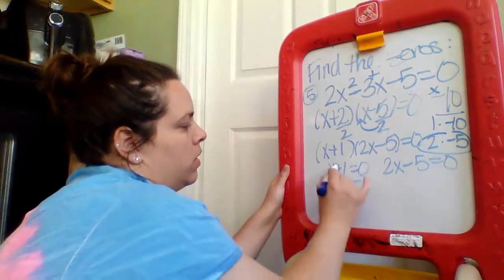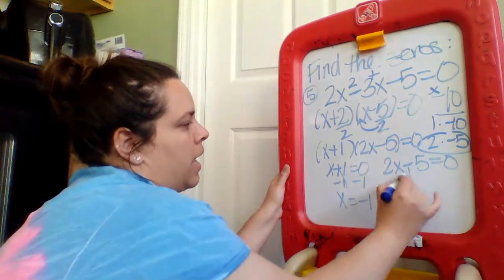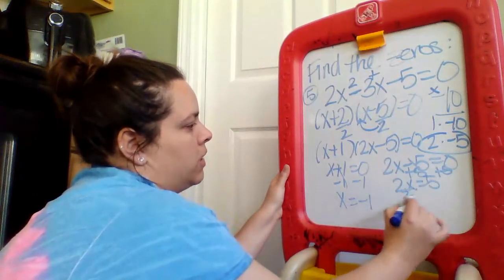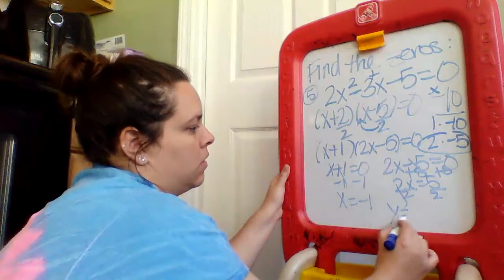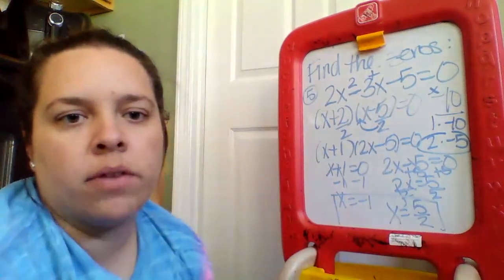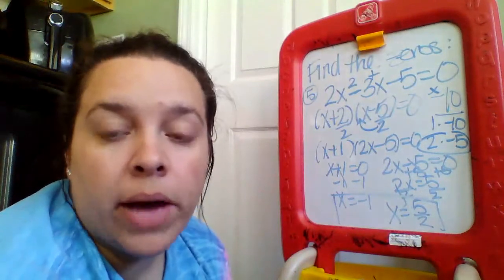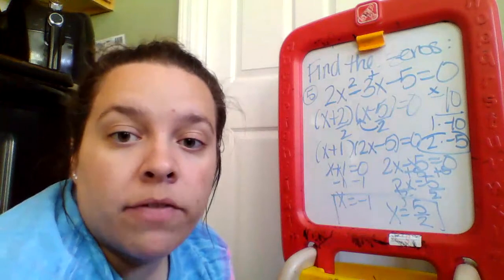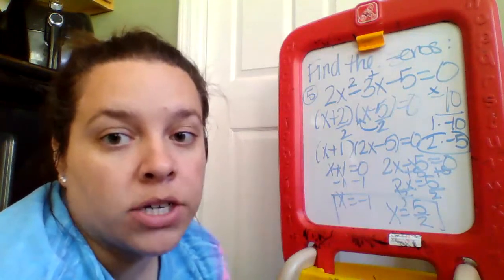So I'm going to subtract 1. I'm going to add 5. And I'm going to divide by 2. So x equals negative 1 and 5 over 2, or 2.5 would be okay. The only ones that you shouldn't make a decimal are the ones that are repeating. Remember, those need to be left as an improper or proper fraction.